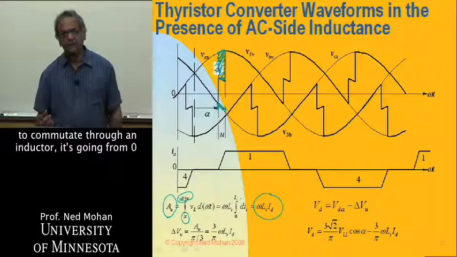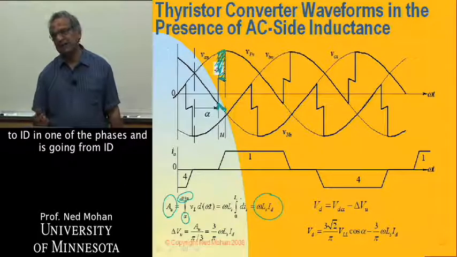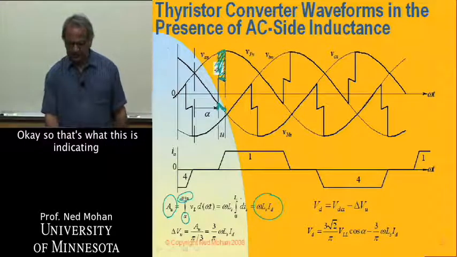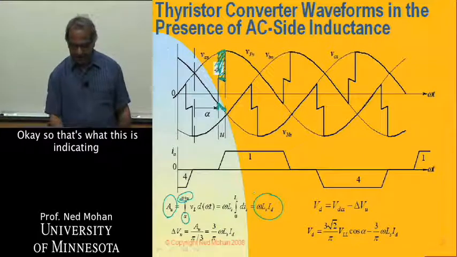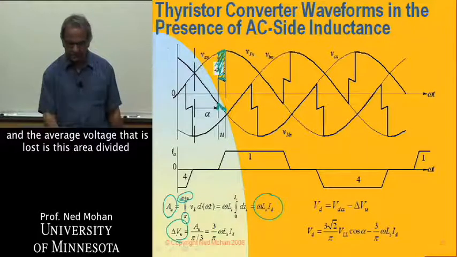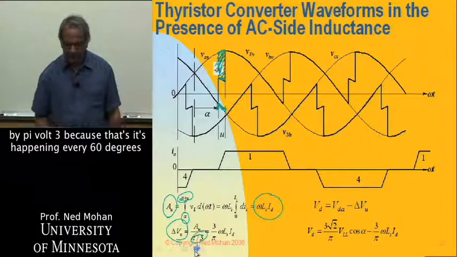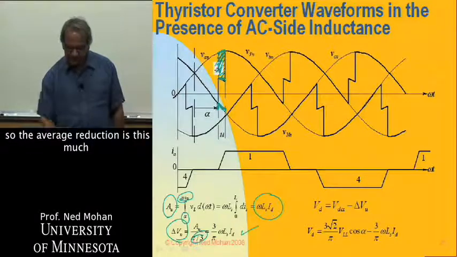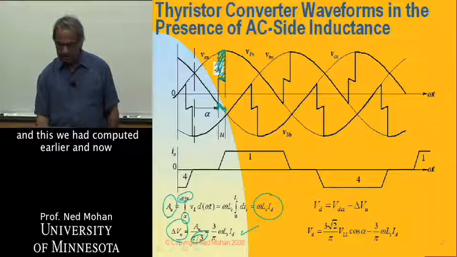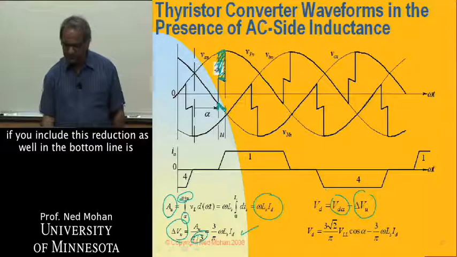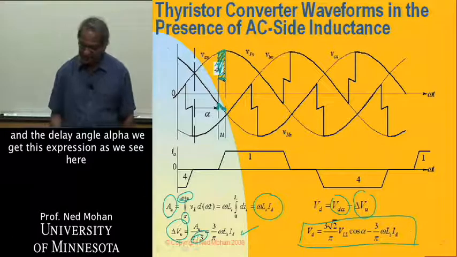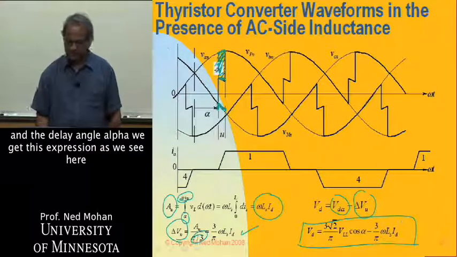It's going from 0 to ID in one of the phases, and is going from ID to 0 in the other phase. Okay, so that's what this is indicating. And the average voltage that is lost is this area divided by pi over 3, because it's happening every 60 degrees. So the average reduction is this much, and this we had computed earlier, and now if we include this reduction as well, the bottom line is that in the presence of AC side inductance and the delay angle alpha, we get this expression as we see here.